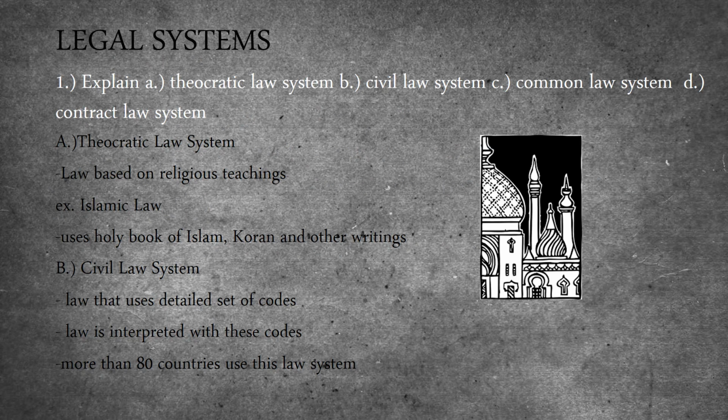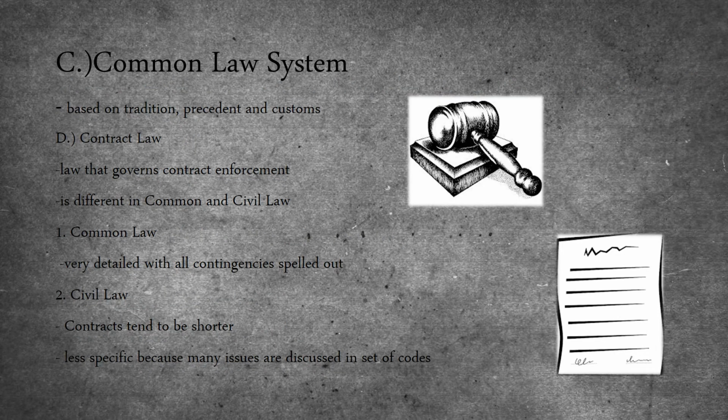Legal systems. Theocratic law system. Law based on religious teachings. Example, Islamic law. Uses Holy Book of Islam, Quran, and other writings. Civil law system. Law that uses detailed set of codes. Law is interpreted with these codes. More than 80 countries use this law system. Common law system. Based on tradition, precedent, and customs.